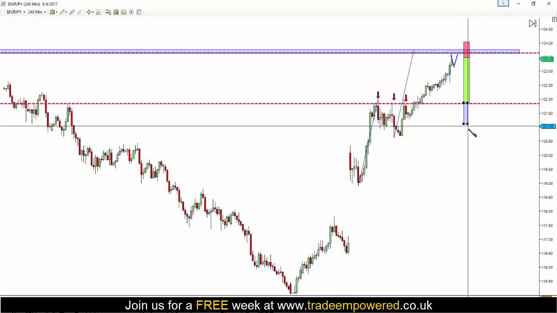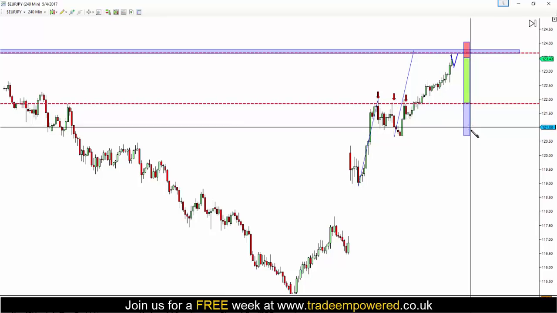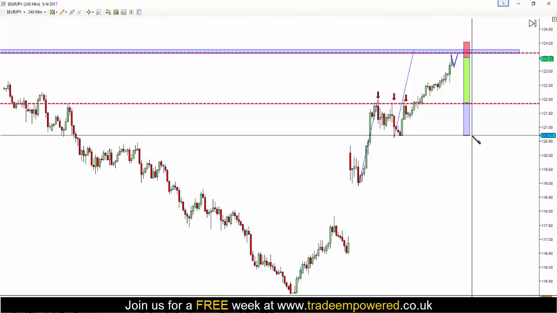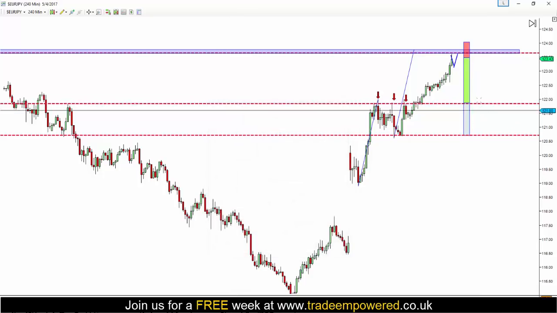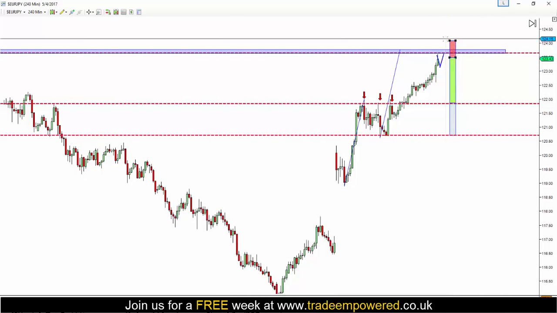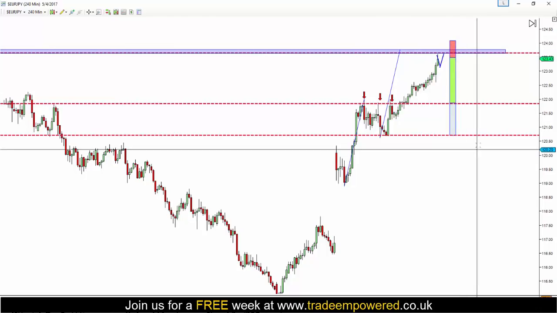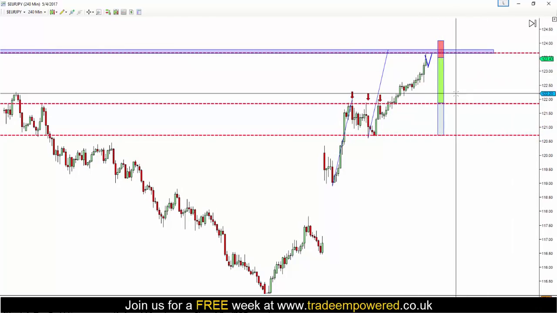If I was to shoot for target 2, I'll be looking at the next level of structure down here at 120.71, and I'll color that in dark green. Okay, so there are my targets, guys. We'll have to build out the ATR nearer the time, but you can see it's a very good risk reward trade.